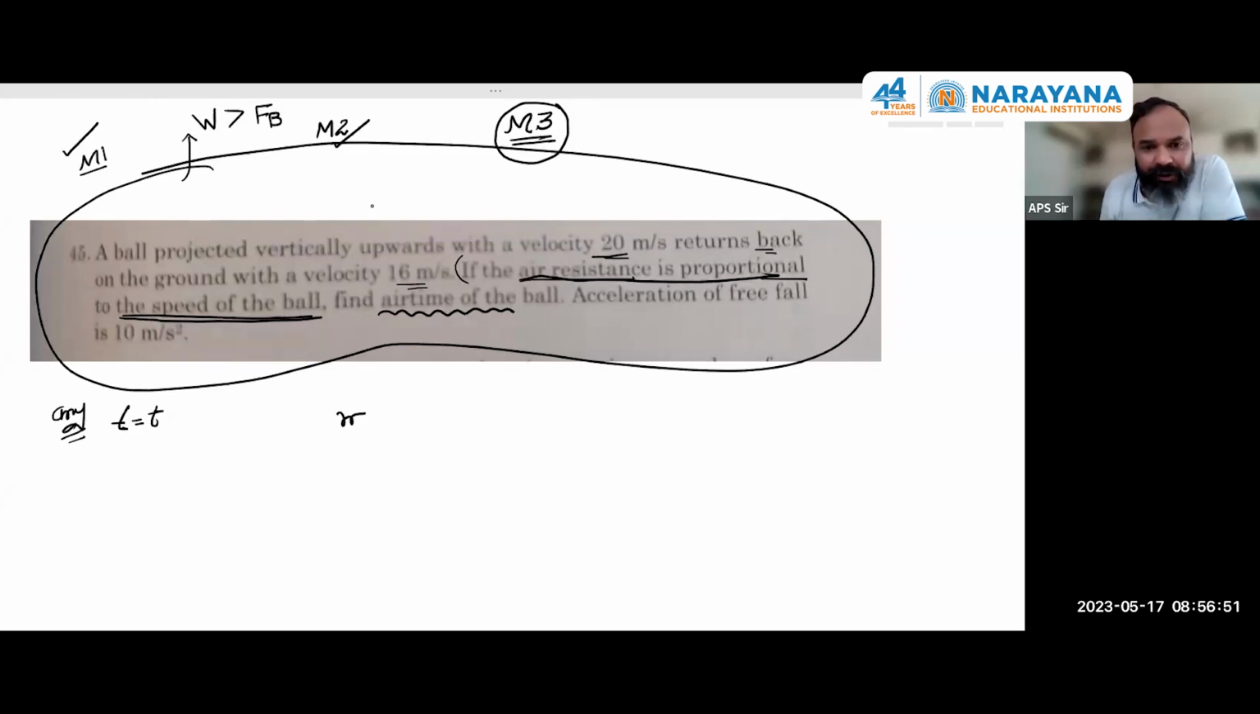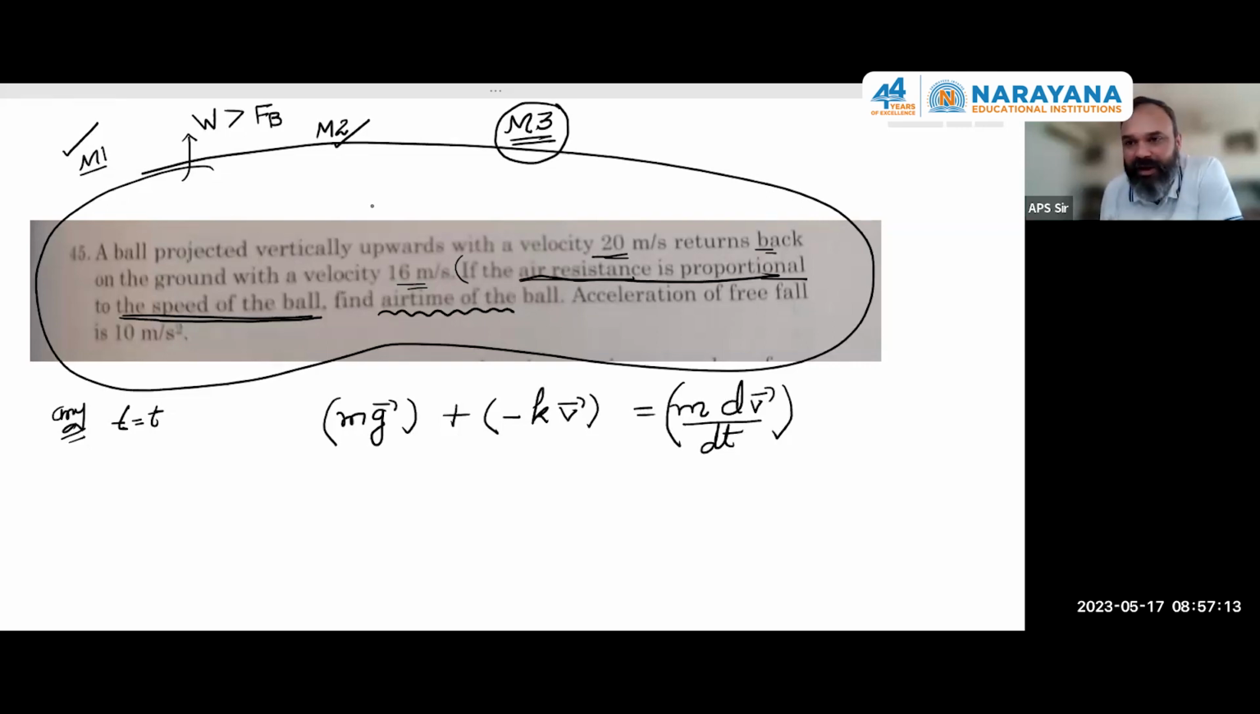So there is a weight vector, mg vector, right? Then there is a resistance which is minus kv vector, right? And irrespective of the direction of motion, these forces are the same, the equations are the same. That is mass into acceleration vector, which is dv by dt. This problem is very similar to what I have done in flux. This idea we can use anywhere. You understand now. Just multiply this equation by dt and you are done with it.